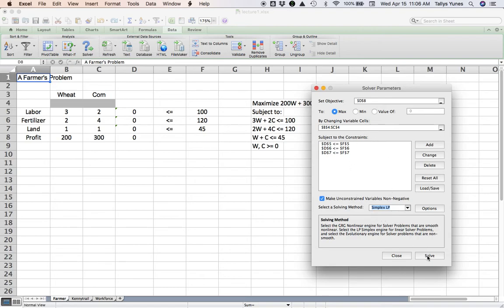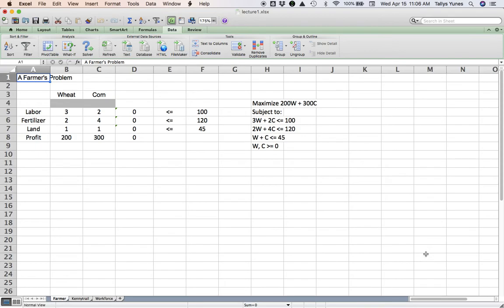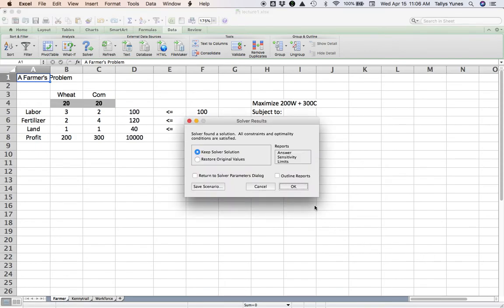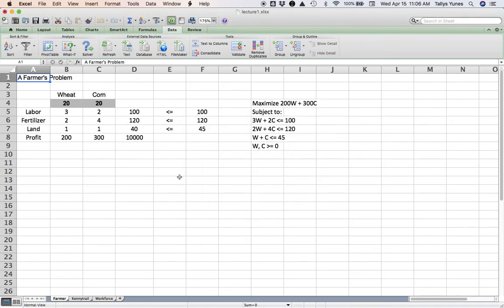What solver will do is calculate the answer and fill in the gray cells with what the answer should be, and it will tell us also what the profit is. Let's see. Here you go. What is it saying? Well, you should plant 20 acres with each of these two crops, and you're going to get $10,000 in profit. Notice I had 45 acres, but I only used 40.